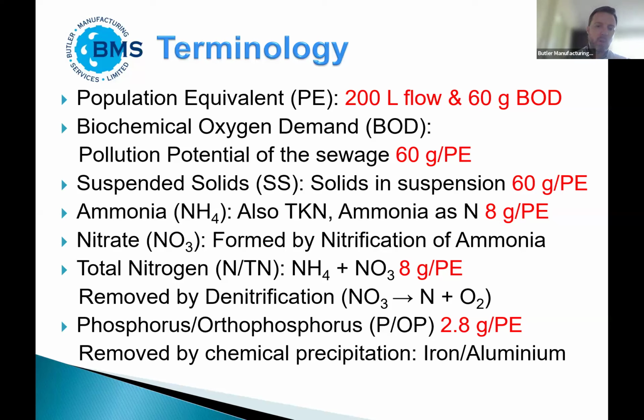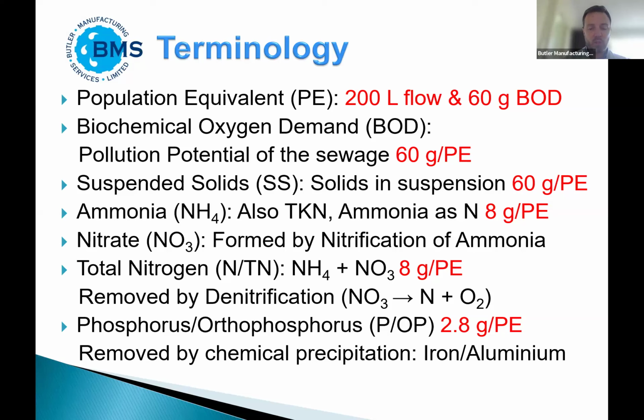And then moving on to the nitrate, which is, when you remove ammonia, it gets transformed initially to nitrate, and then to actually lower total nitrogen, you need to do a final step of anoxic denitrification, which converts nitrate to nitrogen gas. So that's how you lower total nitrogen. And then phosphorus or orthophosphate, it's mostly in detergents.